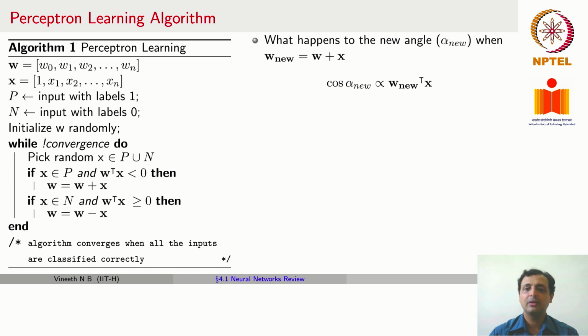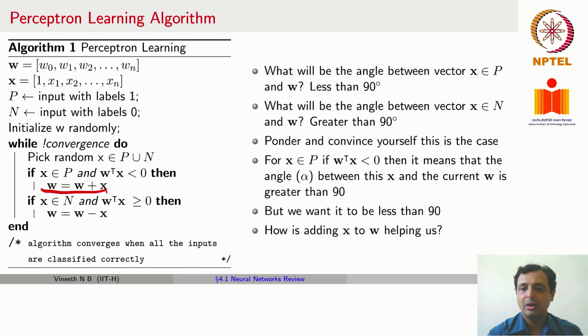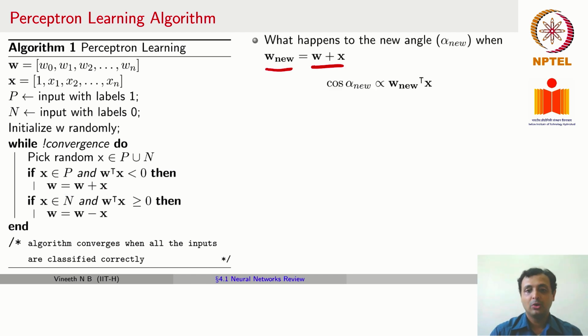Let's understand that. Let's consider this w new to be w plus x, which means we have added that x which belonged to P to w and got a new w in the next iteration. Let's try to understand what the new angle will be. We just found out that when w transpose x is less than 0 for a point belonging to P, the angle turns out to be greater than 90, which we don't want. We want it to be less than 90. Now let's see what happens for w new. We know that cos alpha new is equal to w new transpose x divided by the norm of each of those two vectors, w new and x.